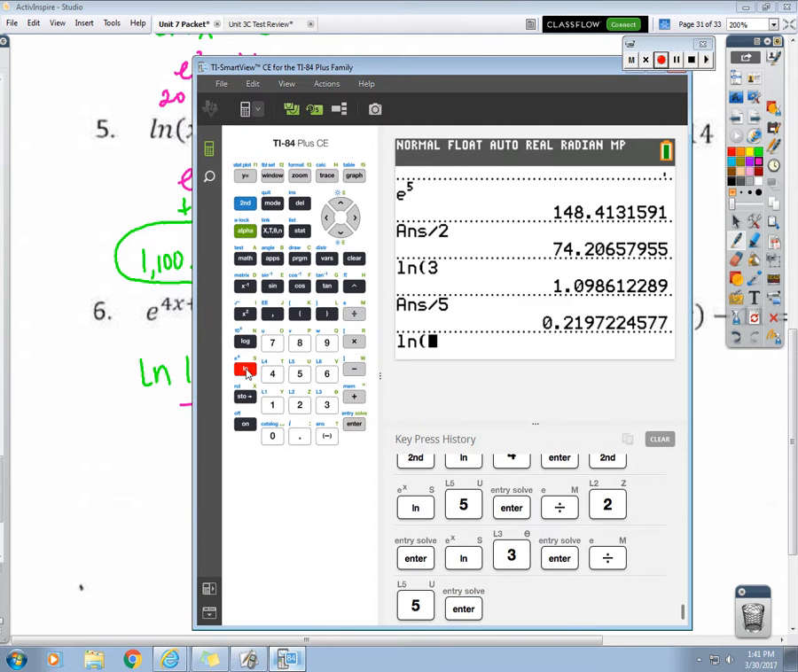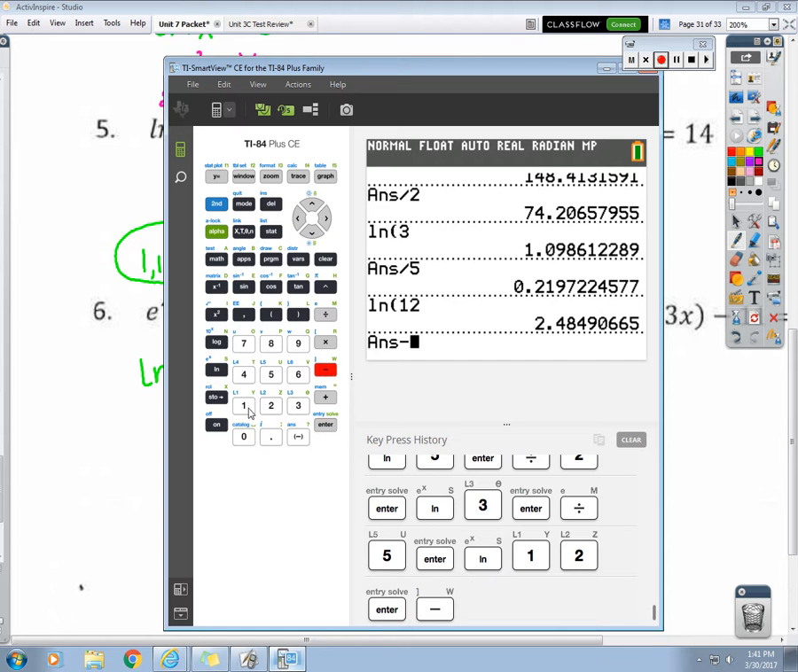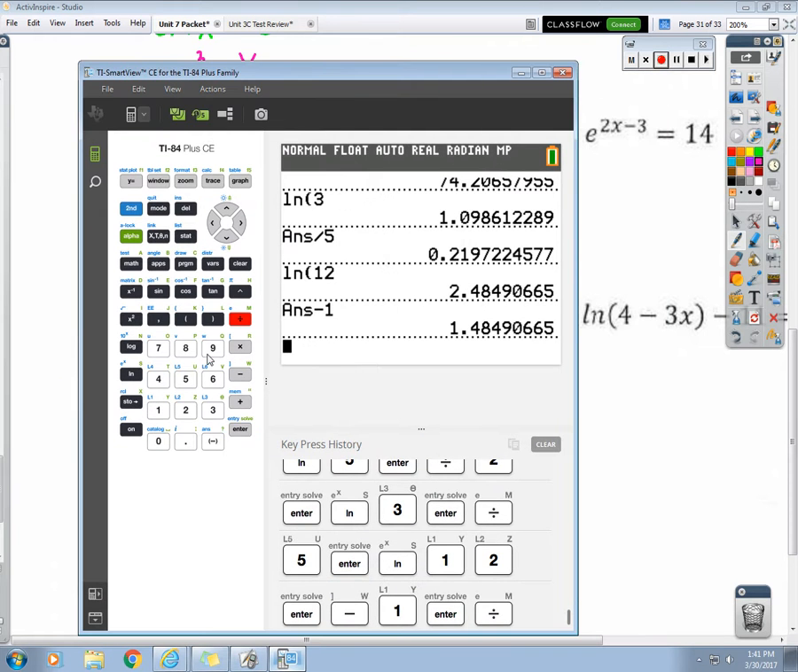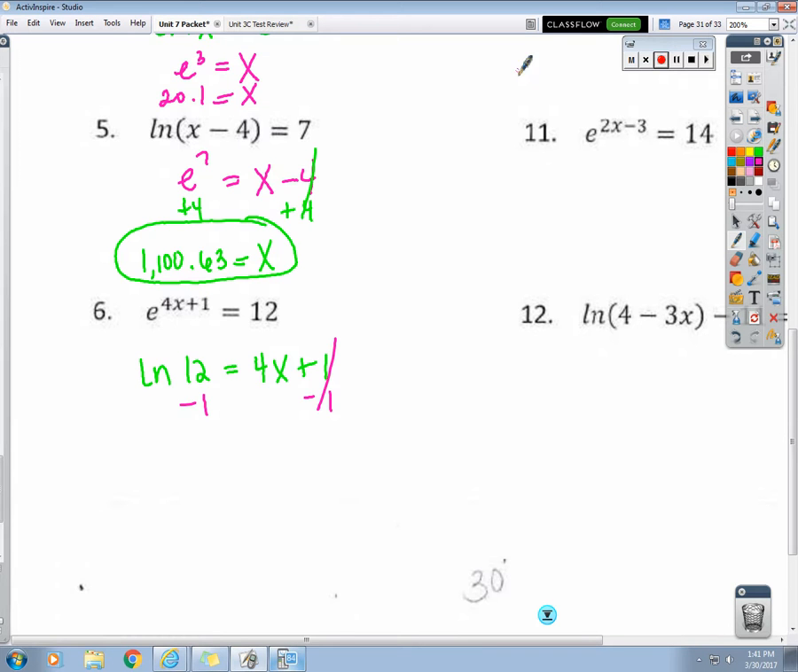It's just safer. ln 12 equals that, and then you're supposed to subtract 1 from it, and you get that, and then you divide it by 4, and you get that for your final answer, 0.37. I'm just saying, doing it separate is your best bet, because unless you know how to type it in the right way every time, you could make a mistake.